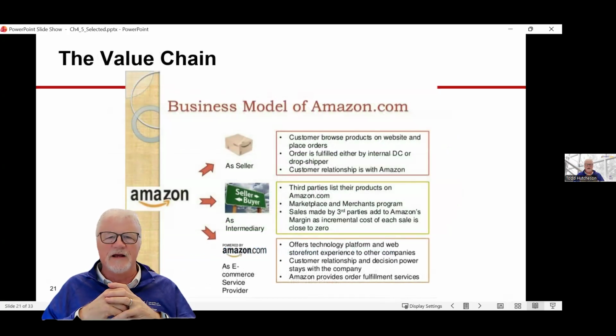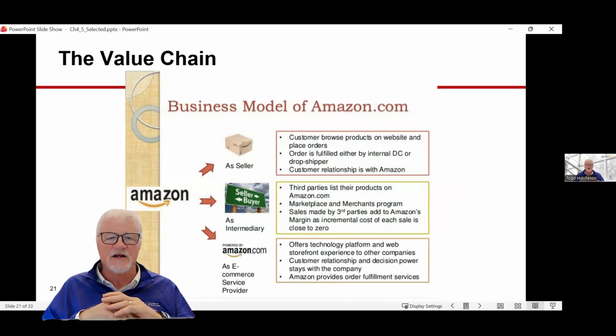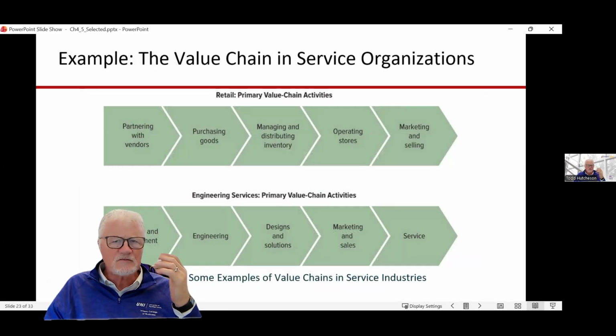An example would be Amazon. They actually have three different value chains. They have one as a seller, one as an intermediary for other companies, and then one as an e-commerce service provider. And they have activities that are part of that value chain for each. An example might be Prime. They have different activities that provide value to their customer.